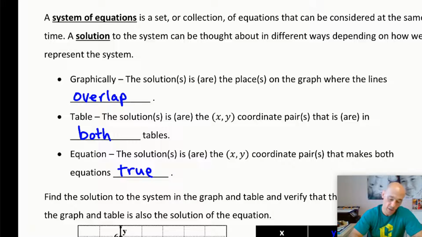Now in each of these, you can see that there's the plural. The reason is that sometimes there's more than one solution to a system of equations, and also there's sometimes not any solution to a system of equations. But we'll talk more about that in a later video.